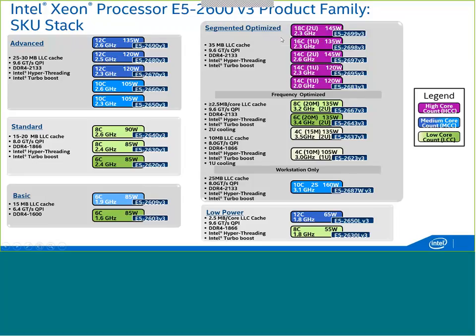So if you're looking at the spec.org integer or floating point performance benchmarks, you'll notice that the frequency optimized SKUs don't outperform the segment optimized. These are the highest performing parts on the top. But these by far are the best for single-threaded applications.